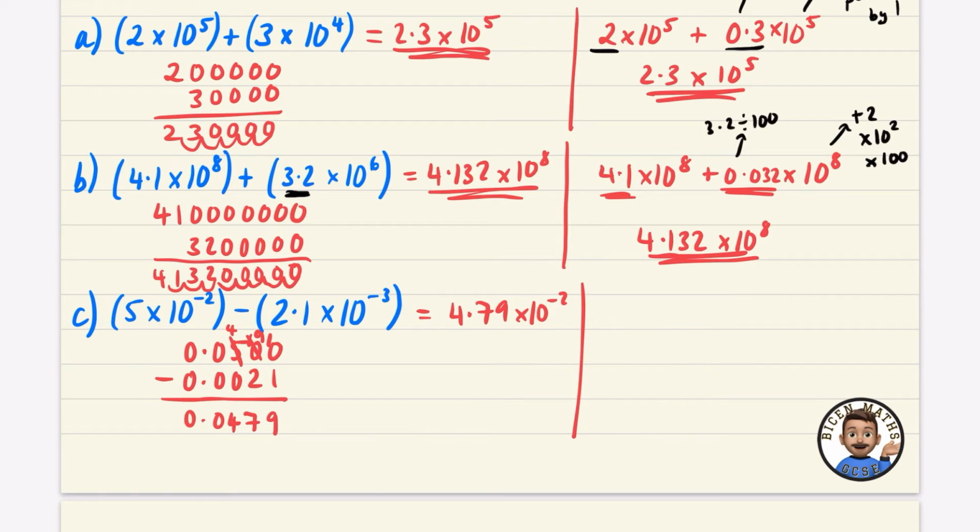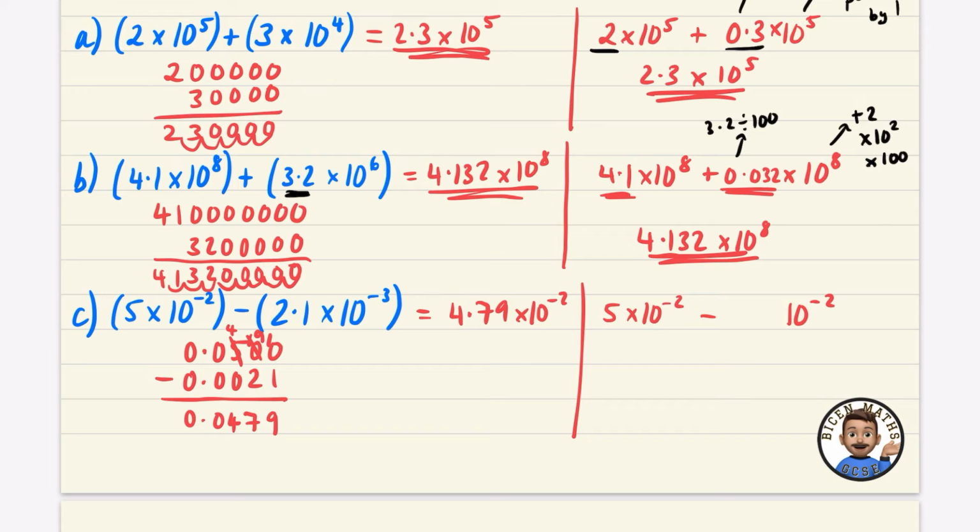Now the other method is whichever is the smallest power, I want to make it the same as the biggest power. Well, this is the smallest power because minus 3 is smaller than minus 2. So I'm going to keep the first number the same, which is going to be my 5 times 10 to the minus 2, and I'm going to be subtracting from it. I want the second one to have a power of minus 2.